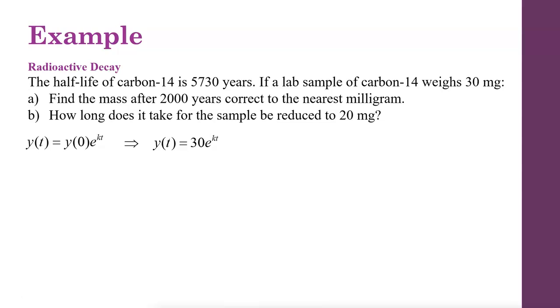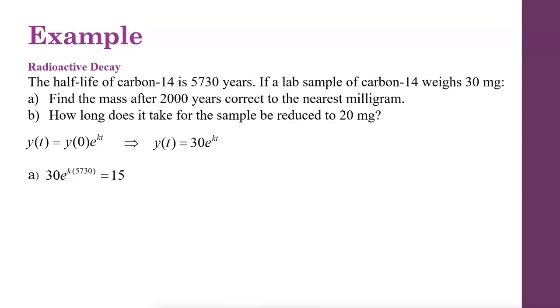Right, so in this case, to start finding the k, the constant, we'll use the fact that we know the half-life is 5,730. That means y of 5,730 is going to be 15. After 5,730 years, the 30 milligrams will decay to be 15 milligrams. So using that information, this is the equation I need to now solve. 30 multiplied by e to the k times 5,730 equals 15.